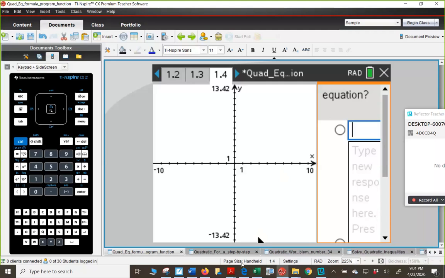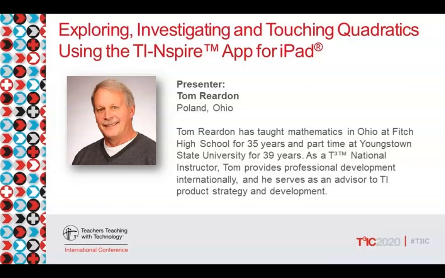Another question. As we switch over to our final slides, talk to us about how you got your iPad to show up on your computer. Okay, so there's a program called Reflector. You know what I'll do? I'm going to put on the website that I created the link to Reflector.